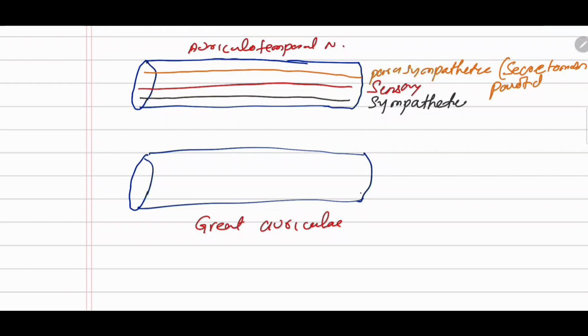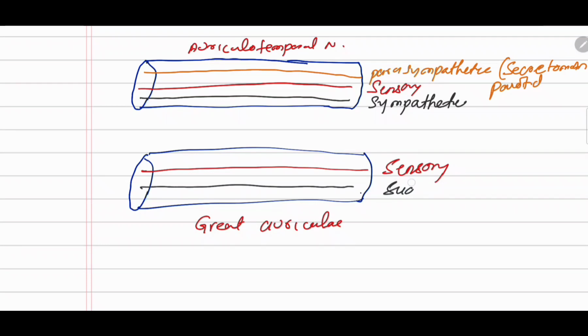Whereas the great auricular nerve consists of two types of fibers. We have the sensory fibers, and another type of fiber that is called pseudomotor. Pseudomotor fibers supply the sweat glands.